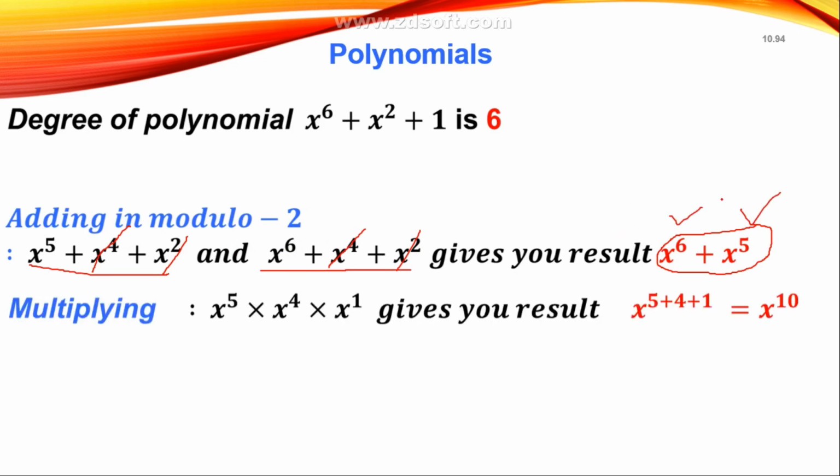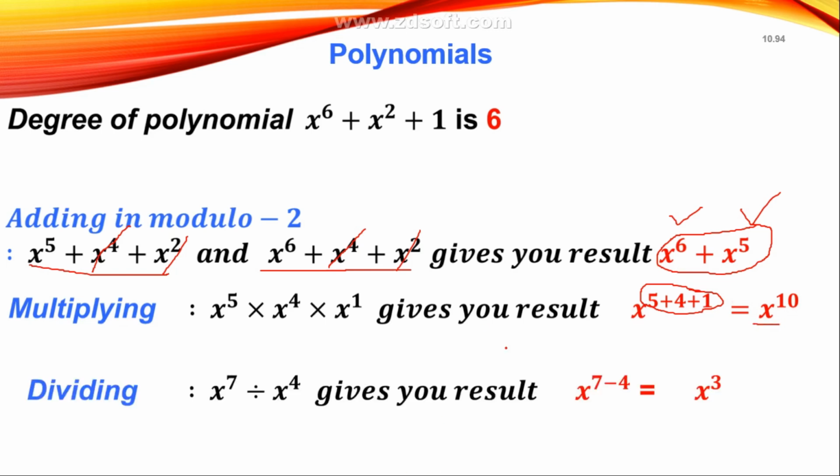Similarly, if you want to multiply x raised to 5 into x raised to 4 plus x raised to 1, we are going to add the powers, so it would become x raised to 10. Simple. And if you want to divide x raised to 7 by x raised to 4, that we already know, we do the subtraction of the powers, that is x cubed.